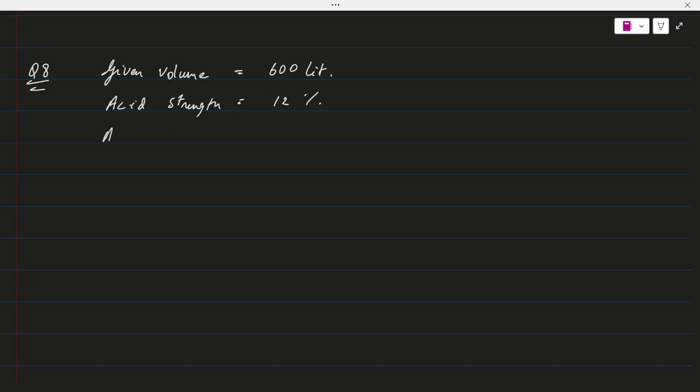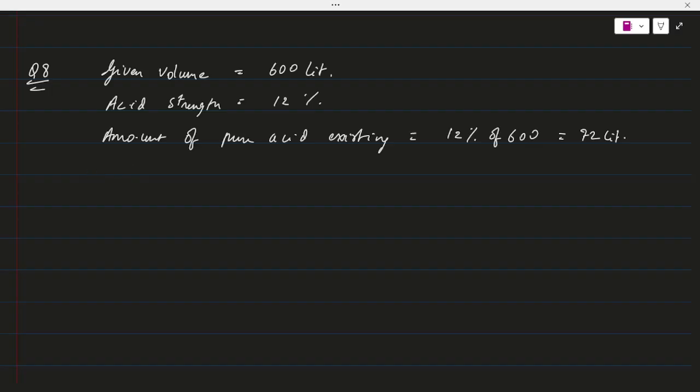Now, the amount of pure acid existing in this particular solution would be equal to 12% of what? Of 600, right? So 12% of 600, that would be 72 liters.